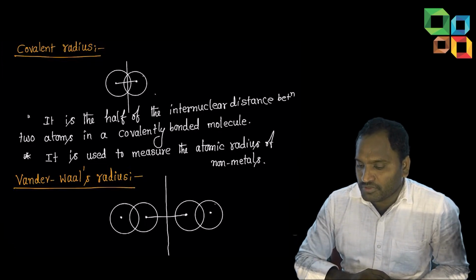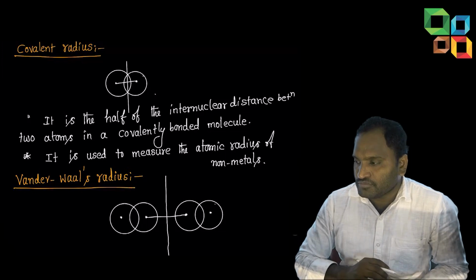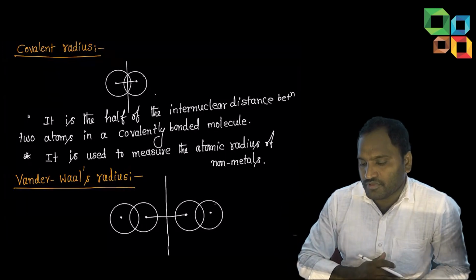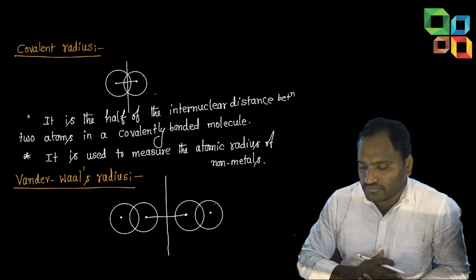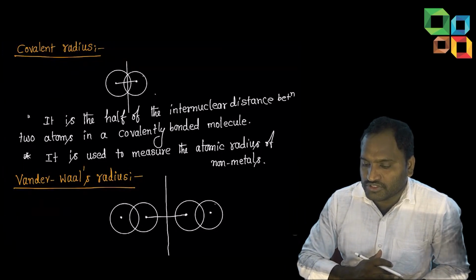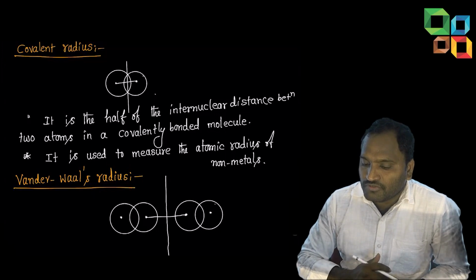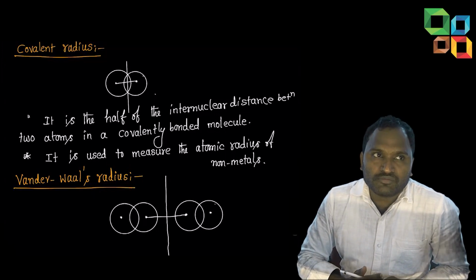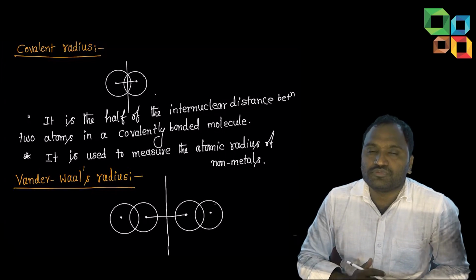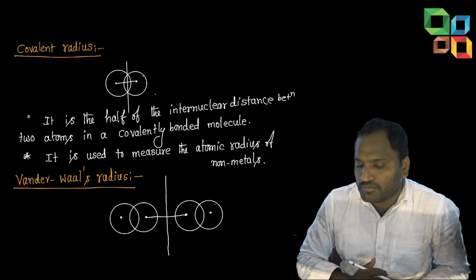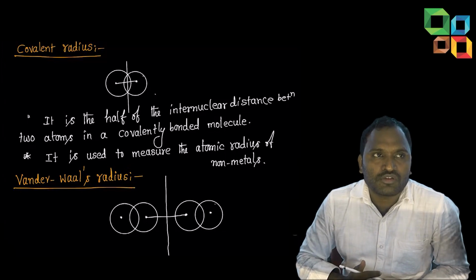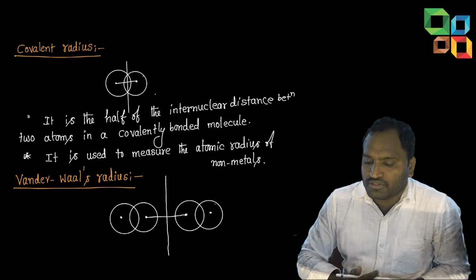Officially there is no bond between these two molecules. So just till where the attraction starts, you have to bring the two molecules close to each other. This is half of the internuclear distance between two atoms of two neighboring covalently bonded molecules.